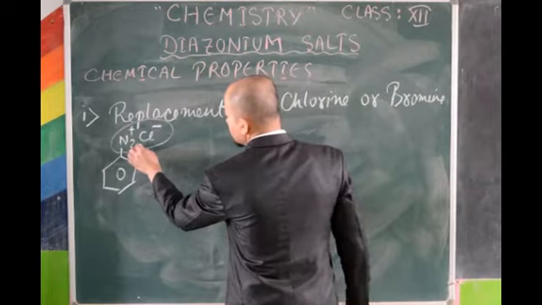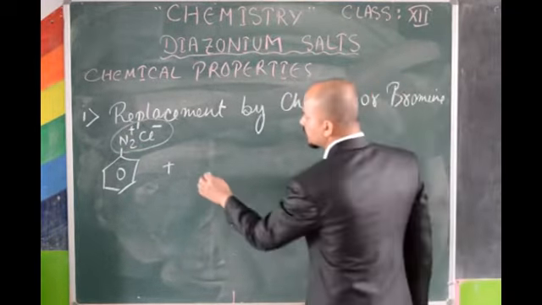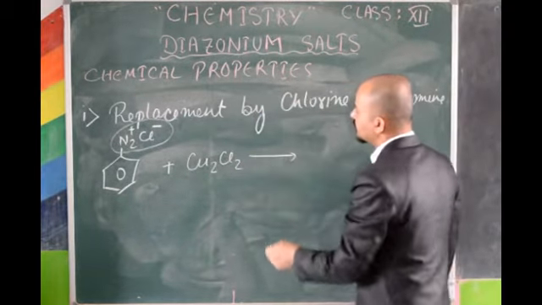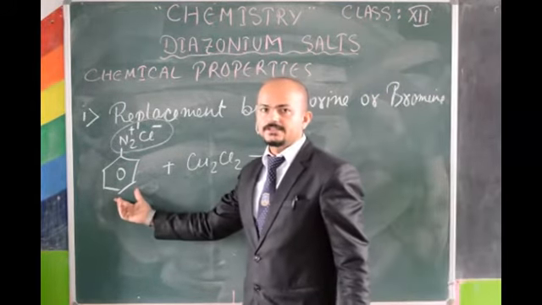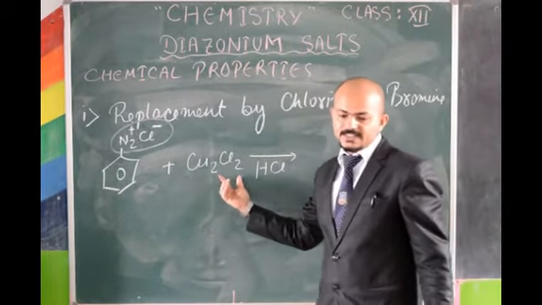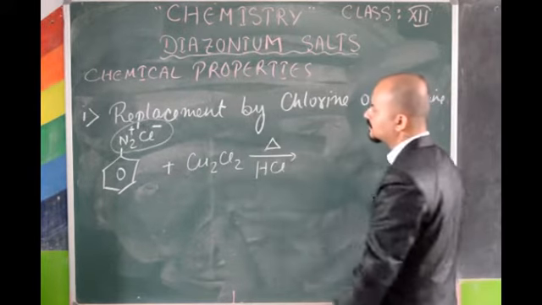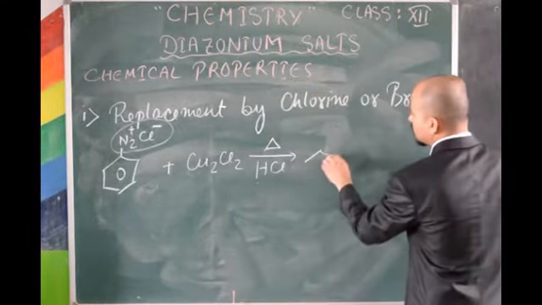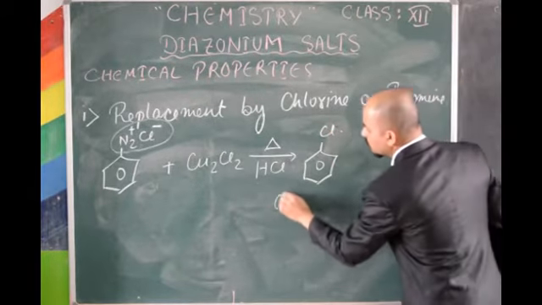Now this group can be replaced with chlorine by treating with cuprous chloride, Cu2Cl2, in presence of HCl. When this benzene diazonium chloride is treated with Cu2Cl2 in presence of HCl, and if it is heated, what will happen? Replacement of this N2+ Cl- takes place with chlorine. So here we have chlorine. Therefore this is chlorobenzene.